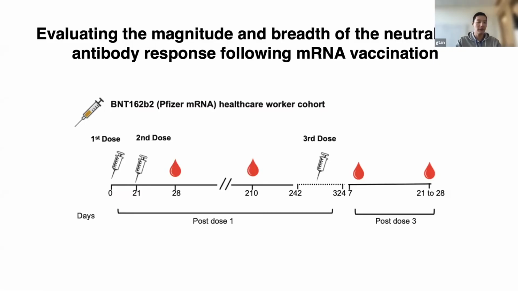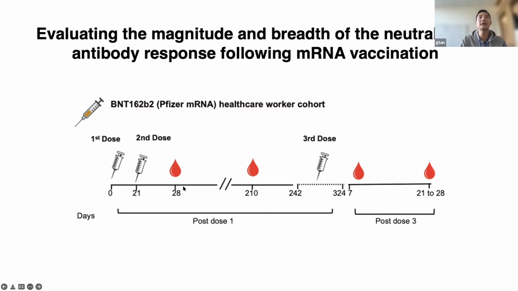So we wanted to validate our work using real samples, right? These were from hospital workers that were vaccinated with the Pfizer mRNA vaccine. This is the same cohort that you saw in the previous section of the talk. These were participants that were given 3 doses of the Pfizer vaccine. We had day 0, day 21 is the first boost, and the third dose would be sometime between 242 or 324.